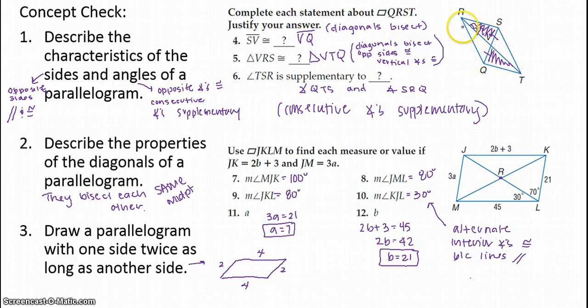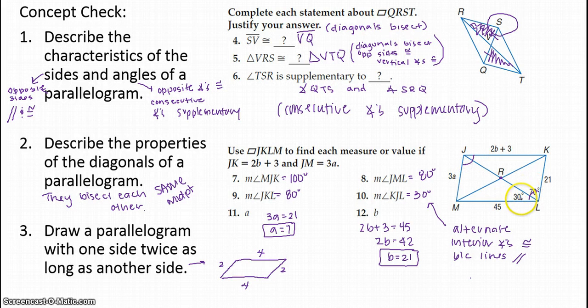Angle TSR, so kind of written all over this, but that's this top angle up here, is going to be supplementary to QTS, the bottom right, as well as SRQ, the top left. And that's because consecutive angles are supplementary. On 7 through 12, we're looking at this figure over here. To find the measure of angle MJK, it is opposite of angle MLK, so they're going to be congruent.